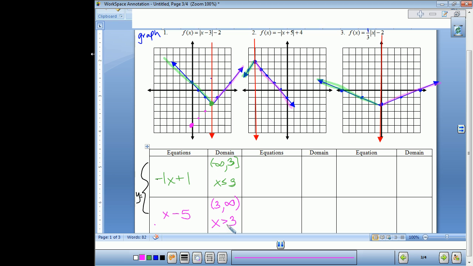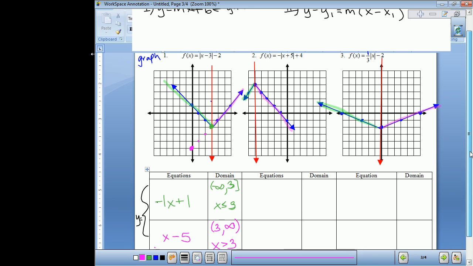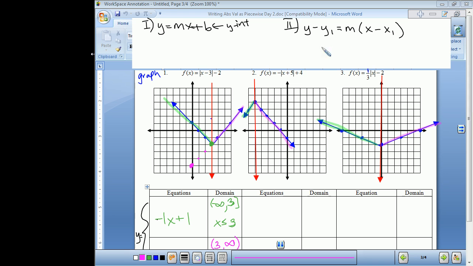Yes, ma'am. How is the equation x minus 5 if it's a ray and it starts at 3 and goes forever? Like, if that's not real, how is that the equation? Okay, so it does make sense. How do I get to use this negative 5 if it's not part of this? Yeah. Okay, so what we could do is use this second part and say, all right, I know my slope of this line is positive 1.